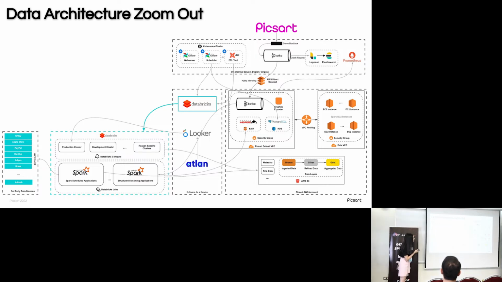And in Prometheus, we store our monitoring data. Streaming jobs have their metrics about their RAM. And by monitoring these metrics, we can see which jobs we can optimize.